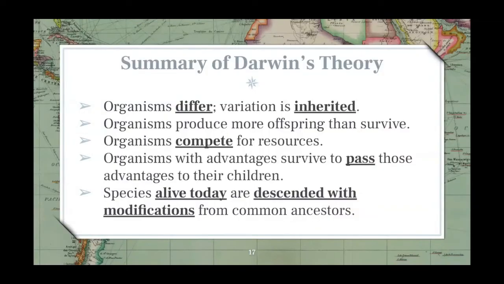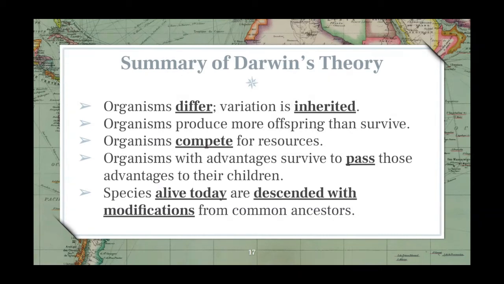Let's summarize Darwin's theory. So first off, organisms differ. Individuals, although they look overall the same, there are certain traits and certain things that make each individual different from another, especially if they, again, are from unique gametes and sexual reproduction. Variation is inherited. These differences are inherited from parent to offspring.